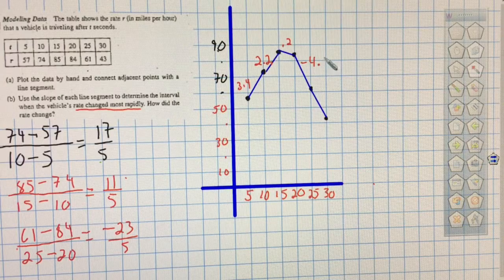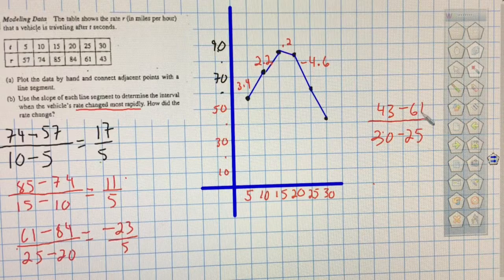Much steeper than 3.4. And then my last slope, I'm going to use the average rate of change formula again. That's going to be 30 minus 25. And then the value at 30 is 43. Again, it's going to be a negative slope, minus 61. Notice this value corresponds to that x value. So 43 minus 61 is going to give me negative 18 over 5. And we'll see what that is as a decimal. Negative 3.6. So the rate changed most rapidly. The interval where the rate changed most rapidly was from 20 to 25.